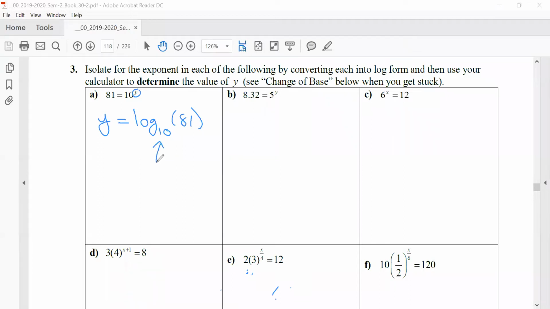When you go to put that in your calculator, you don't need to put in the base 10. If you remember from one of our earlier lessons, that's called a common logarithm. So you don't need to worry about putting in the base 10. Your calculator assumes that that's base 10. So if I put that in my calculator, most of you are just going to put it in. It's going to look just like this.